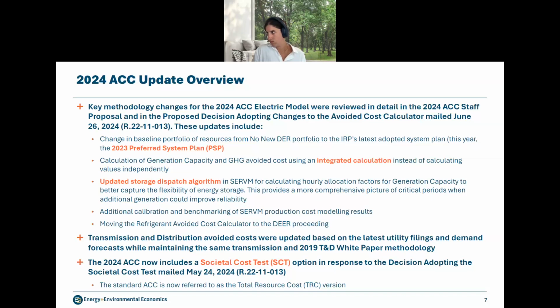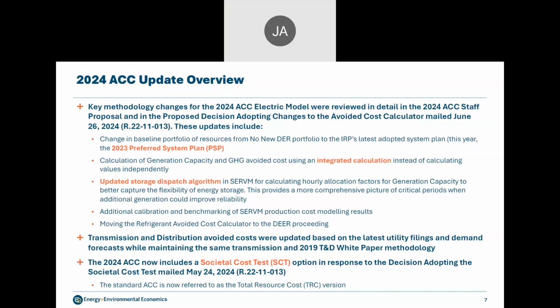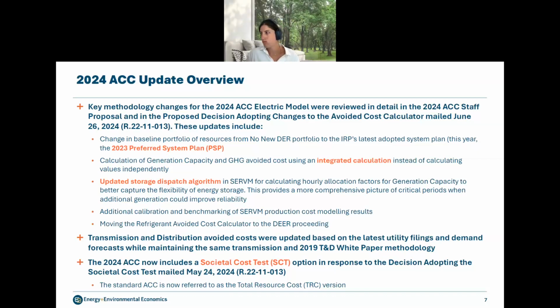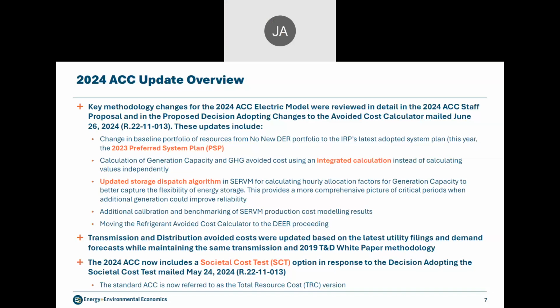I then also do have a question, and it's also on the slide that's currently on the screen. The bullet that says transmission and distribution avoided costs were updated based on the latest utility filings, etc. With respect to the transmission costs, what data did you use for Southern California Edison and San Diego Gas and Electric? I'm just talking about the transmission piece right now.